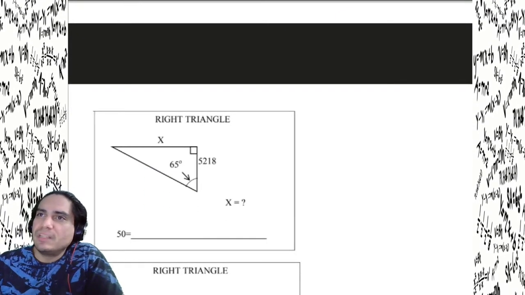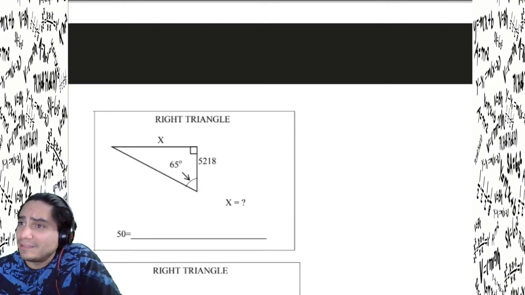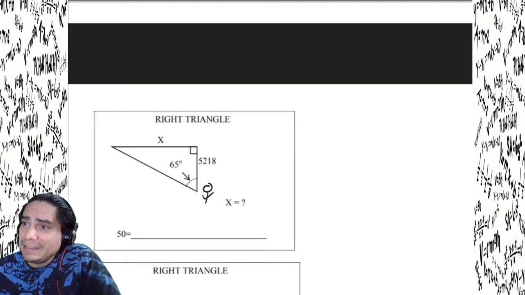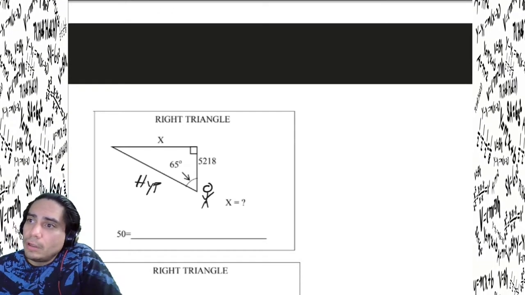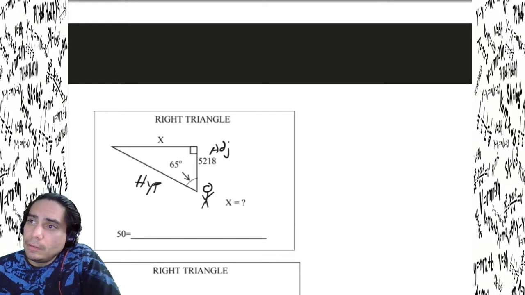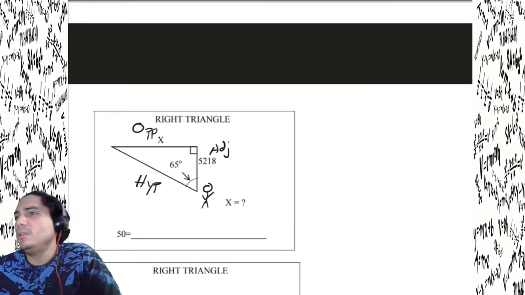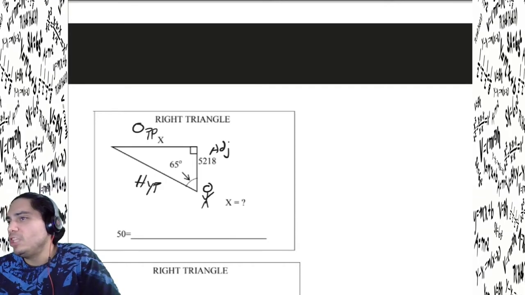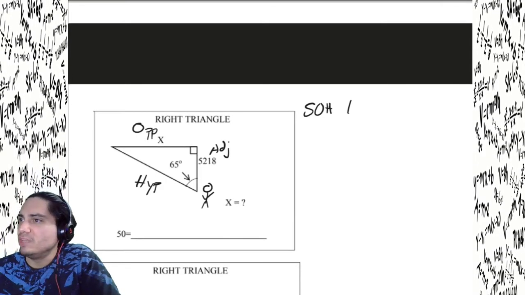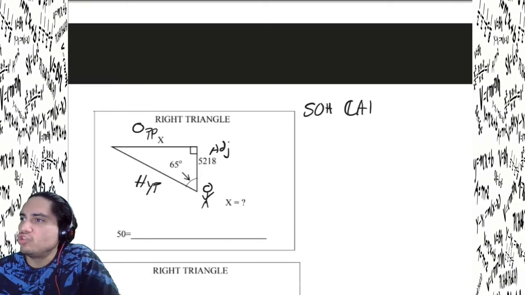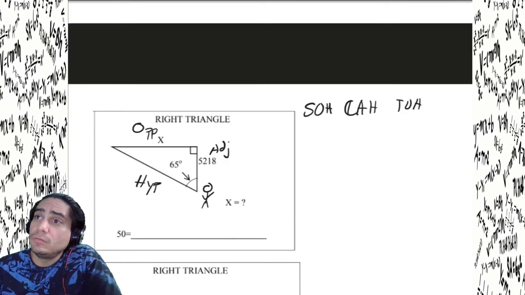All right, next problem. I'm going to go a little faster here because we've seen different ways to set this up. And at the end of the day, it's all the same. Angle of reference, hypotenuse, adjacent, opposite. All right, so we got the opposite and the adjacent. We're looking for the opposite, and we have the adjacent given to us. So we're going to go ahead and use SOHCAHTOA. Now, if you got to make a guess, which one are we going to use?